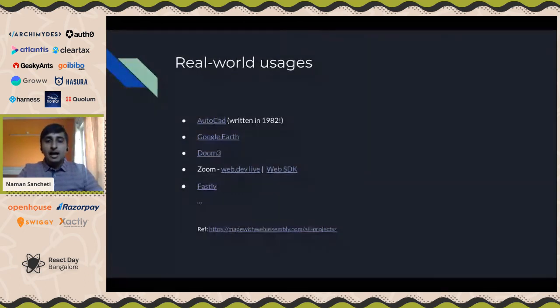And lastly, there's Fastly. Fastly is from the edge computing space, and this is an outside-the-web use case. They have built their own runtime and compiler for WebAssembly, which they call Lucet. And that has worked well for them. There are more. There's a site called madewithwebassembly.com, so you could look at some of the other projects.